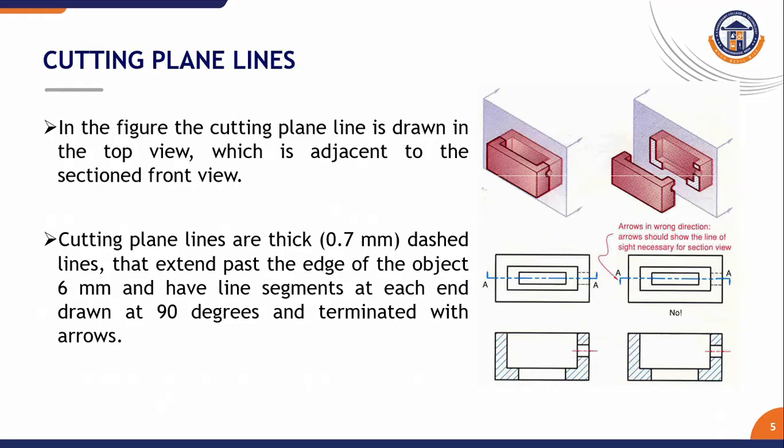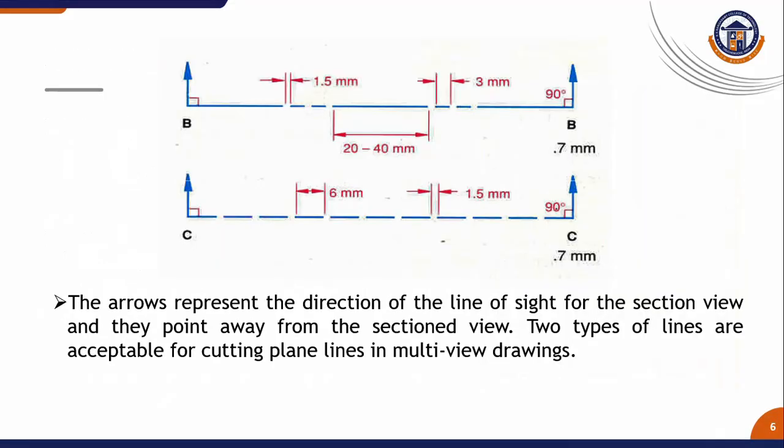Cutting plane lines are thick 0.7 mm dashed lines that extend past the edge of the object 6 mm and have a line segment at each end drawn at 90 degrees and terminated with arrows. So in this image we have a blue colored dashed line AA indicated, and the directions of the lines are one upward and one downward. The arrows in wrong directions? Arrows should show the line of sight necessary for the sectional view. These are the indications of the cutting lines.